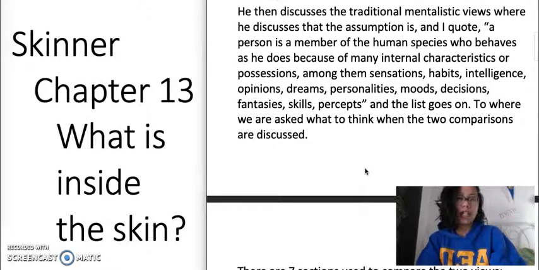He then discusses the traditional mentalistic views, where the assumption is, and I quote, "a person is a member of the human species who behaves as he does because of many internal characteristics or possessions, among them sensations, habits, intelligence, opinions, dreams, personalities, moods, decisions, fantasies, skills, precepts," and the list goes on. To where we are asked what to think when the two comparisons are discussed.